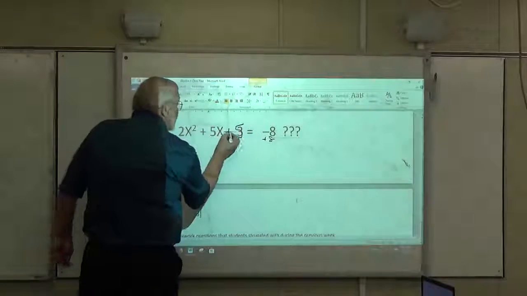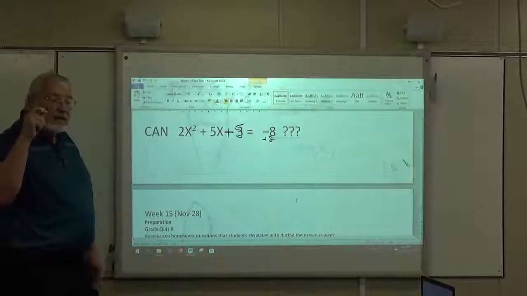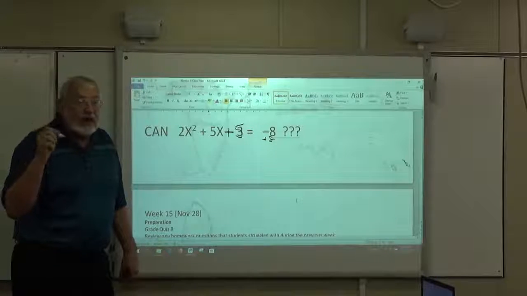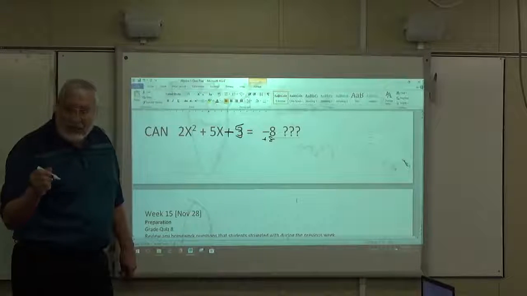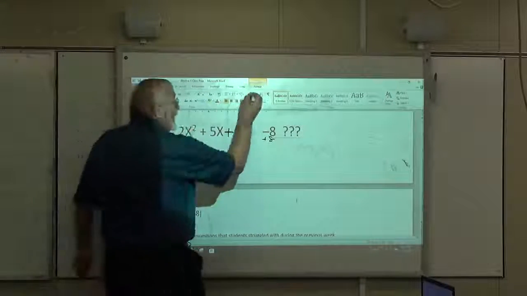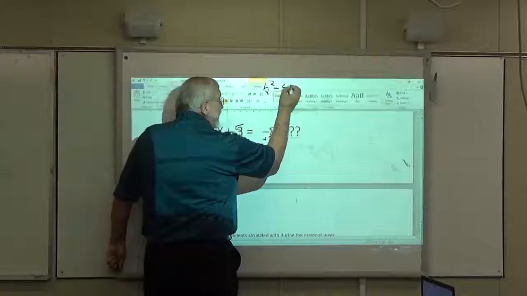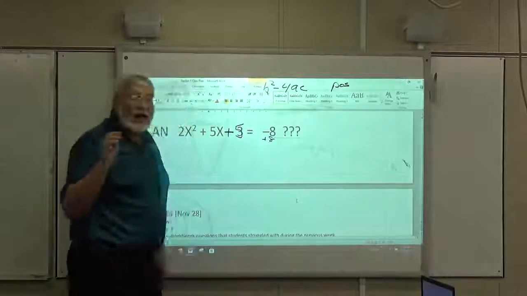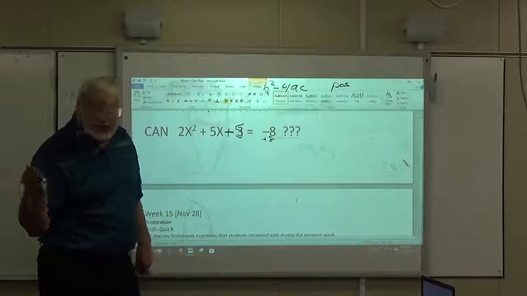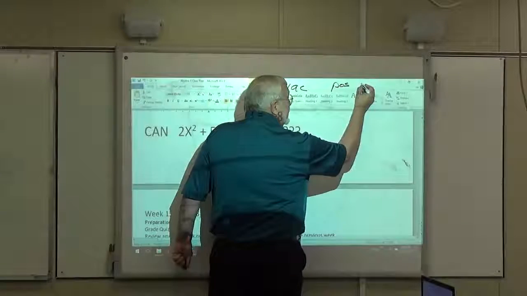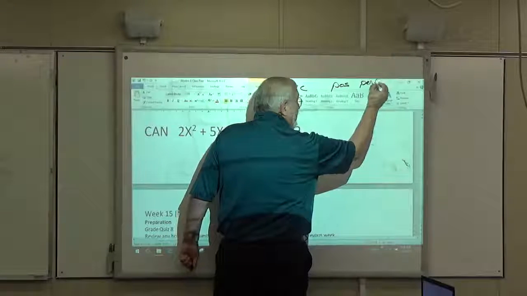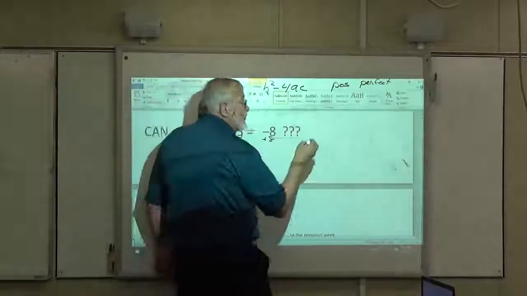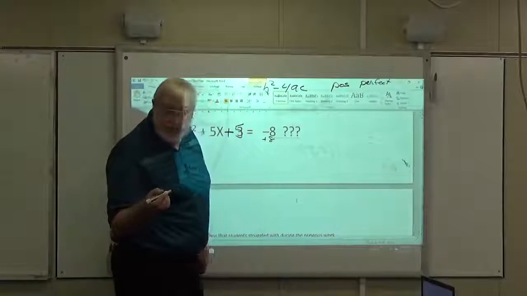All right? Now, my determinant, the value under the square root, will tell me what kind of equations I've got. If you remember, if b squared minus 4ac is positive, then you have real numbers, right? If it's a perfect square, then you have rational numbers. If it's not a perfect square, you have irrational numbers, right?